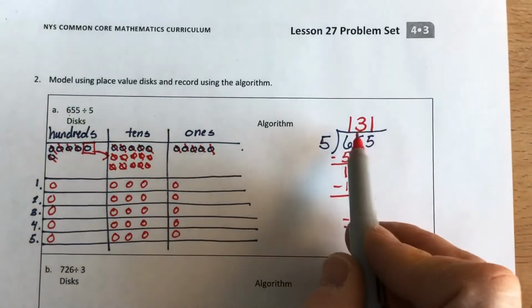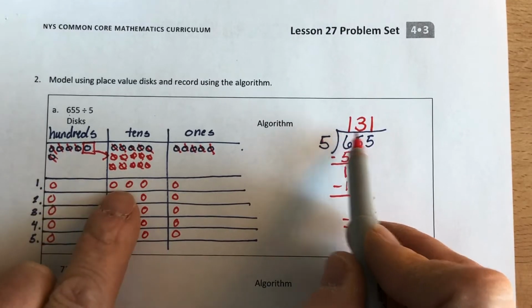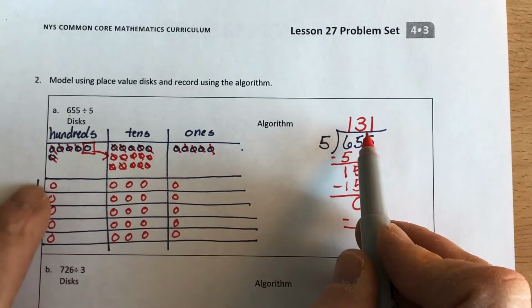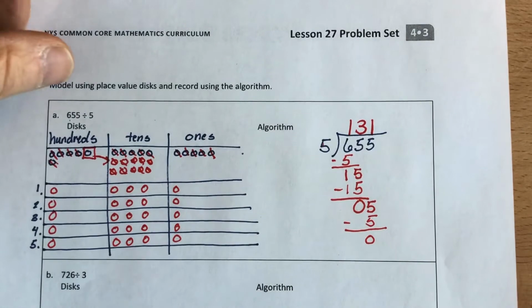So my quotient, 100, see that? 100, 30, 1. Each one has the same amount. So 5 groups each have 131. On to the next one.